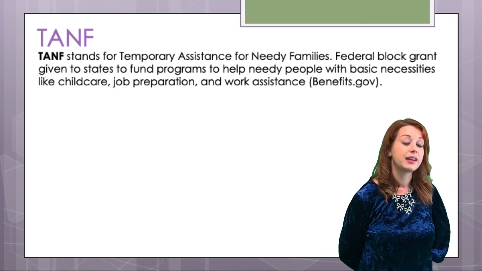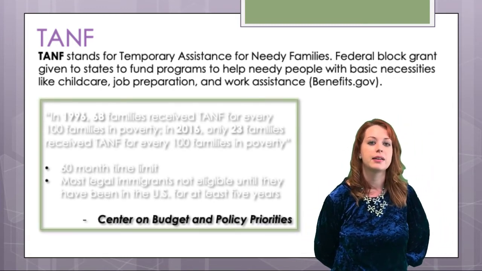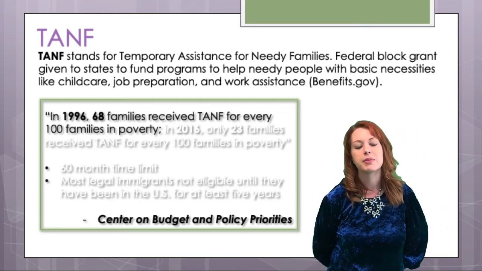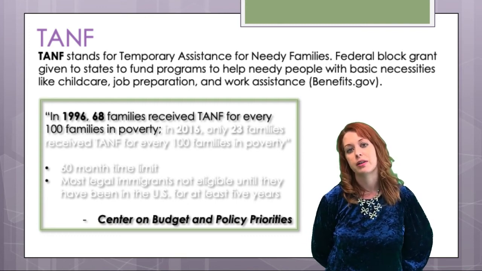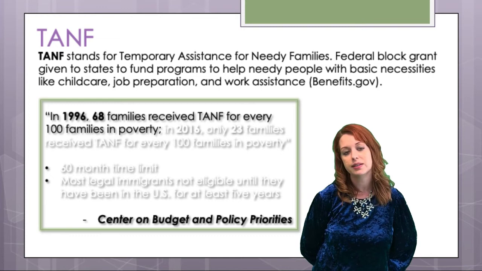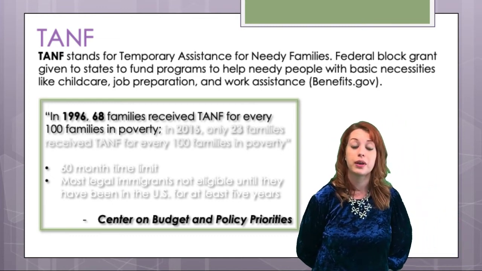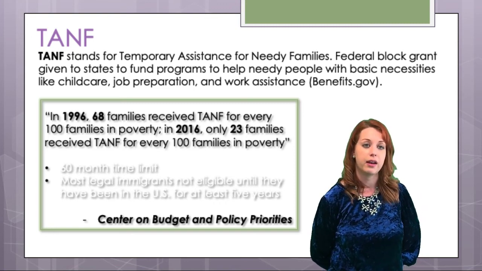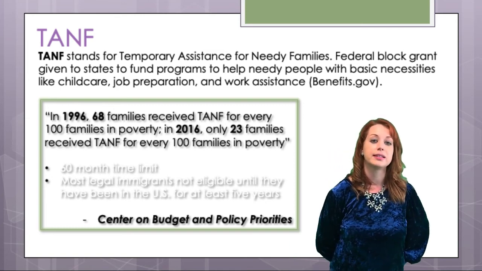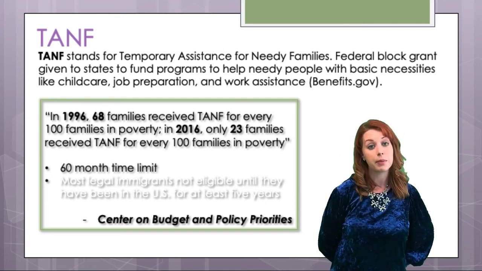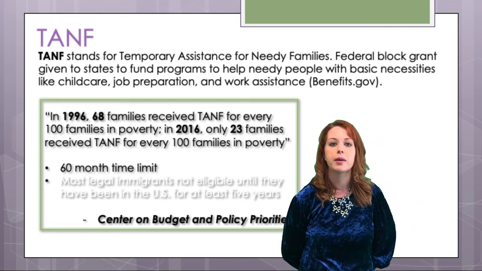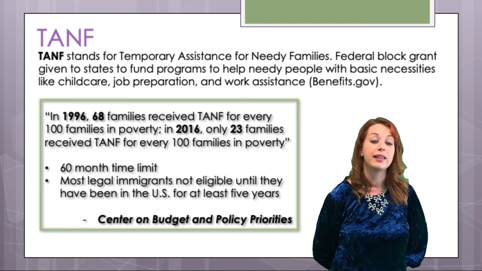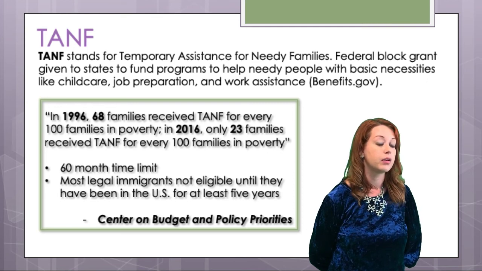As far as people who have taken advantage of the TANF program, the numbers have dwindled quite a bit since 1996. In 1996, 68 families for every 100 in poverty had TANF benefits. If you compare that to 2016, only 23, so less than a quarter of families in poverty are using TANF. It's also important to note that this is temporary, meaning that there's a 60-month lifetime time limit. Also, most legal immigrants are ineligible for TANF until they've been living in the United States for at least 5 years, and undocumented immigrants are also not eligible for TANF.